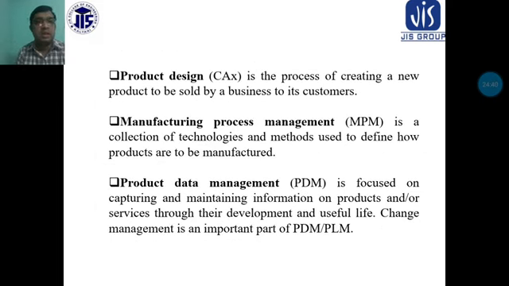Product design, that means CAX, is the process of creating a new product to be sold by a business to its customers. That means in product design you create a new product, and it reaches the customer through the business strategy and is sold by a business to its customers.